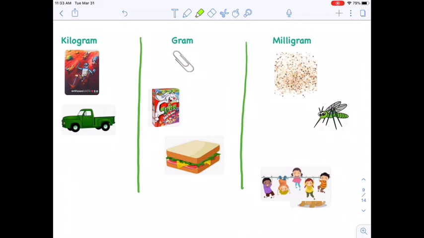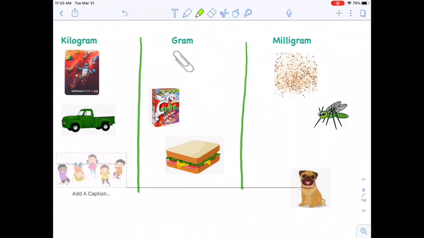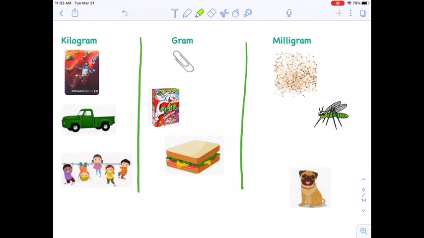How about kids? Where do you think we would measure them? Now, I know you weigh more than a grain of sand, and I'm sure you also weigh more than a paperclip. So where do you think you would be categorized if we were weighing you? What would be the most appropriate way to measure you? You would be measured with kilograms. You weigh more than your math textbook for sure.